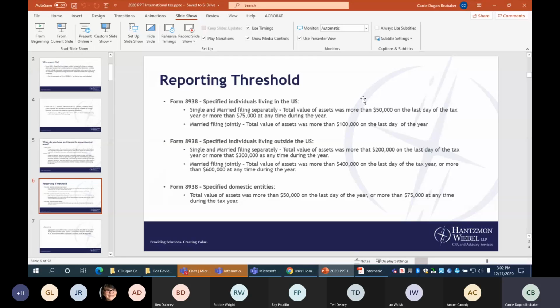For people who are living outside of the U.S., those thresholds are higher. For single and married filing separately individuals, that threshold is $200,000 on the last day of the year or more than $300,000 at any time during the year. And for married filing jointly living outside of the U.S., it's $400,000 on the last day of the year or more than $600,000 at any point during the year.